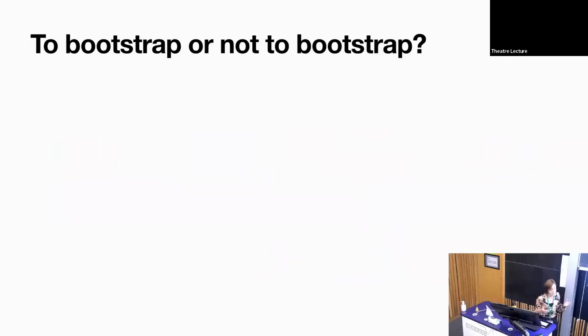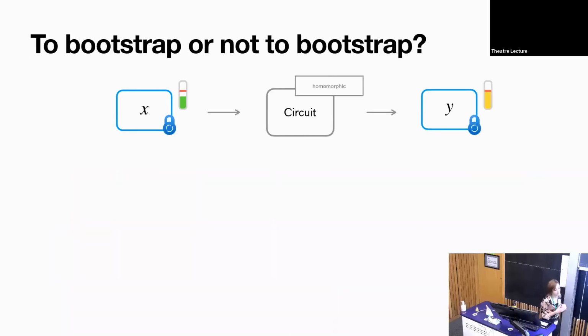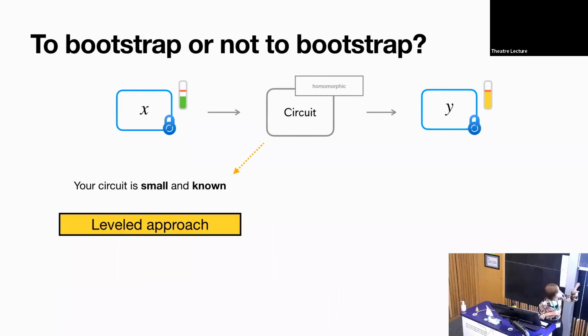And so sometimes we ask ourselves, do we need to bootstrap all the time or not? I'm going to give you a rule of thumb, since I don't have an answer. The answer is it depends on the circuit you want to evaluate, but at least you can follow this guideline. If the number of operations is small, in terms of multiplicative depth, and especially if the circuit is known, so you know how many operations you want to do, then you can use a leveled approach. So again, set up your parameters in order to have enough space in the thermometer and be able to do all the operations you want without doing bootstrapping.